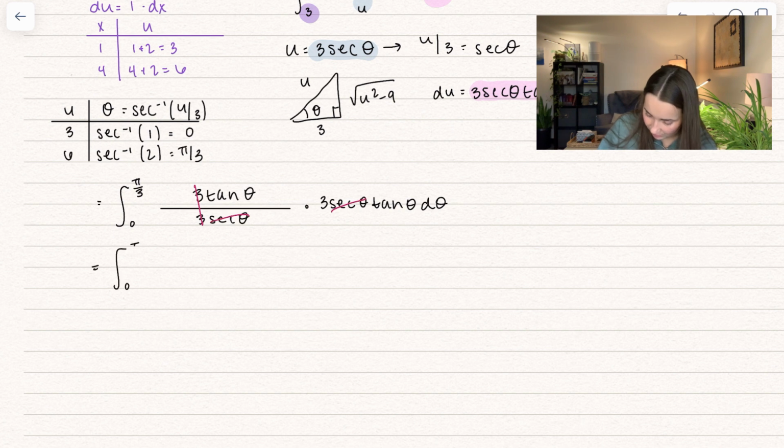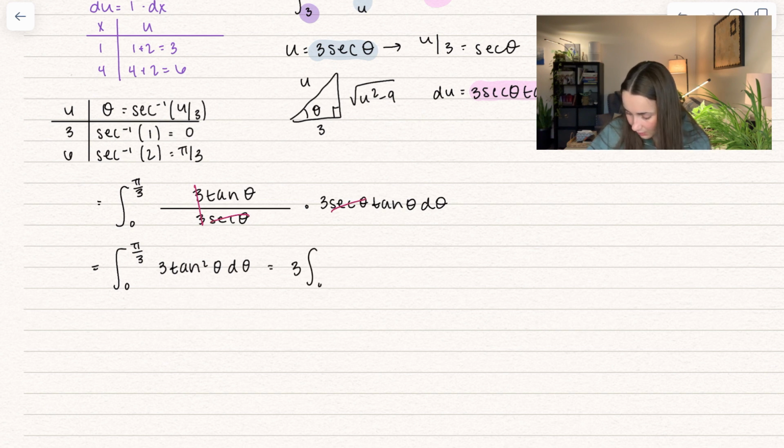We have the integral from 0 to pi over 3 of 3 tangent squared of theta d theta, which I'm going to go ahead and rewrite. I'm going to bring that scalar multiple to the outside, and I'm going to rewrite that as secant squared of theta minus 1 d theta, so that way we can integrate it very nicely.